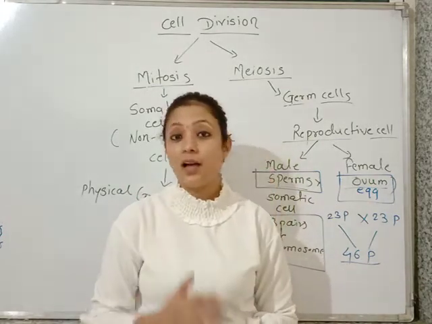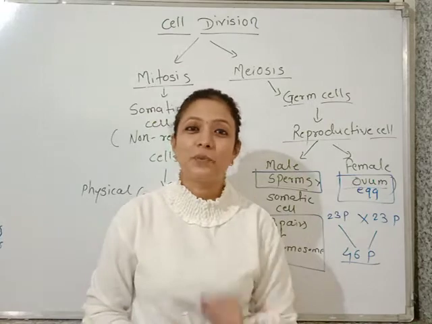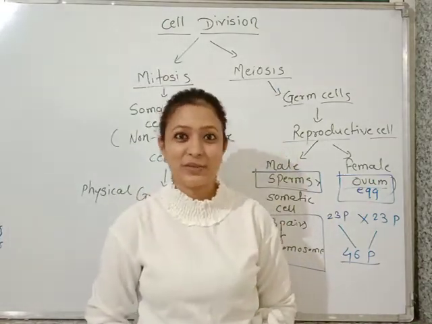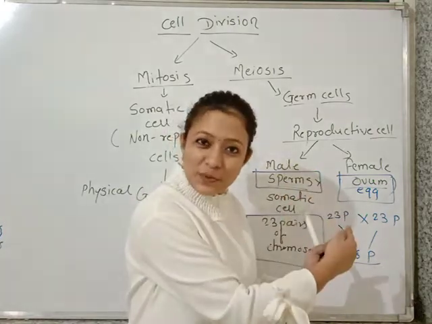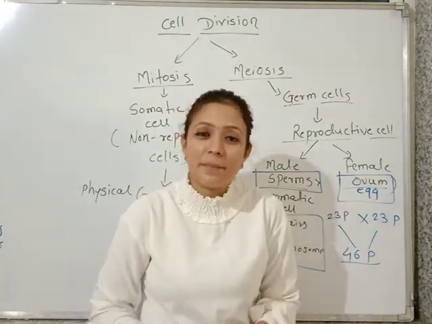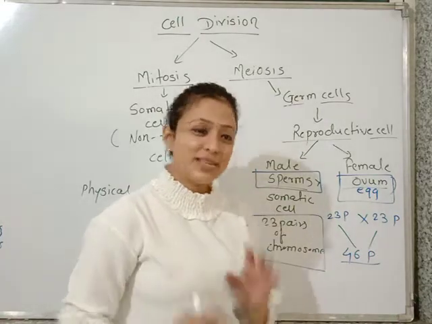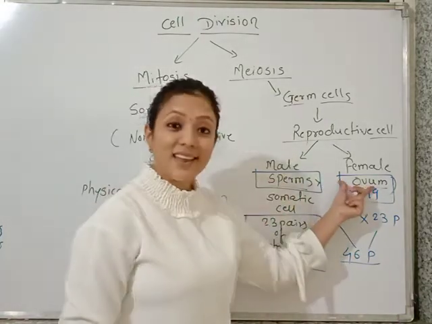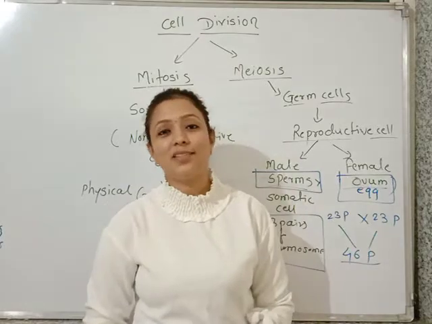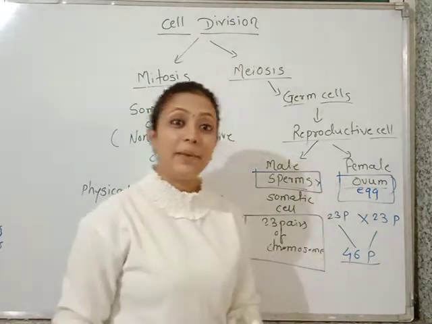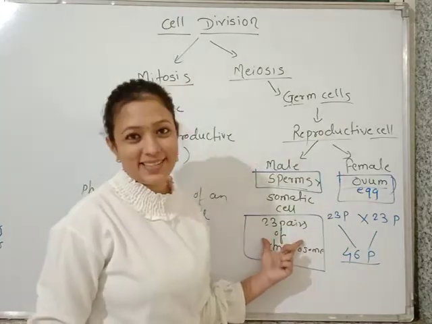And that is the reason the process of meiosis happens in the reproductive cell, and due to this process the chromosome number gets halved in the germ cells. जैसे कि sperms and egg, इनमें क्रोमोसोम्स कितने होते हैं? Only half number of chromosome as compared to the somatic cell.